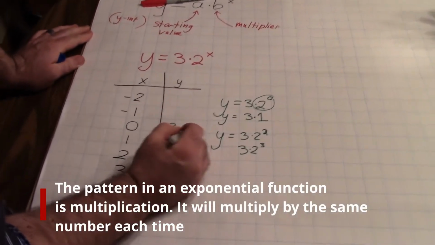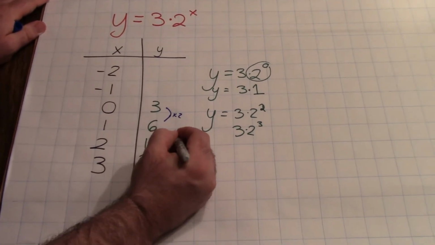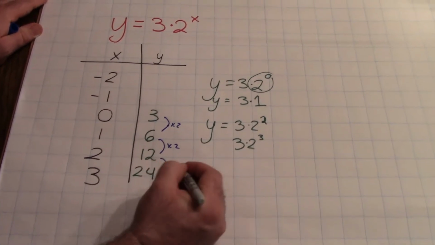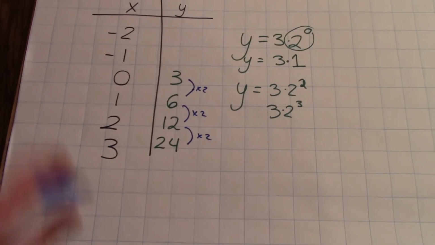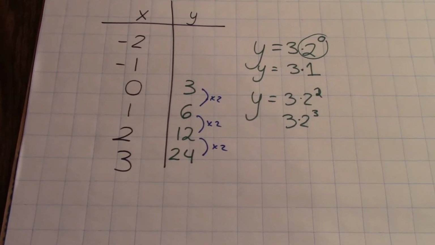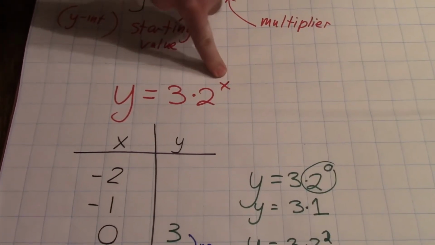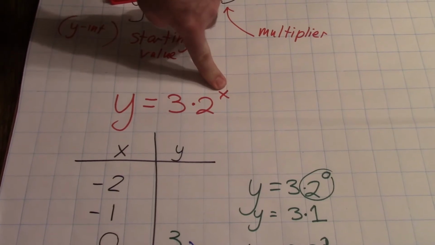We can see 3 times 2 gives you 6. 6 times 2 gives you 12. 12 times 2 gives you 24. And you could continue that pattern. And this really makes sense if we look at our exponential function to begin with, because we have 2 to the x power. We're going to be multiplying 2 again and again and again, however big x happens to be.